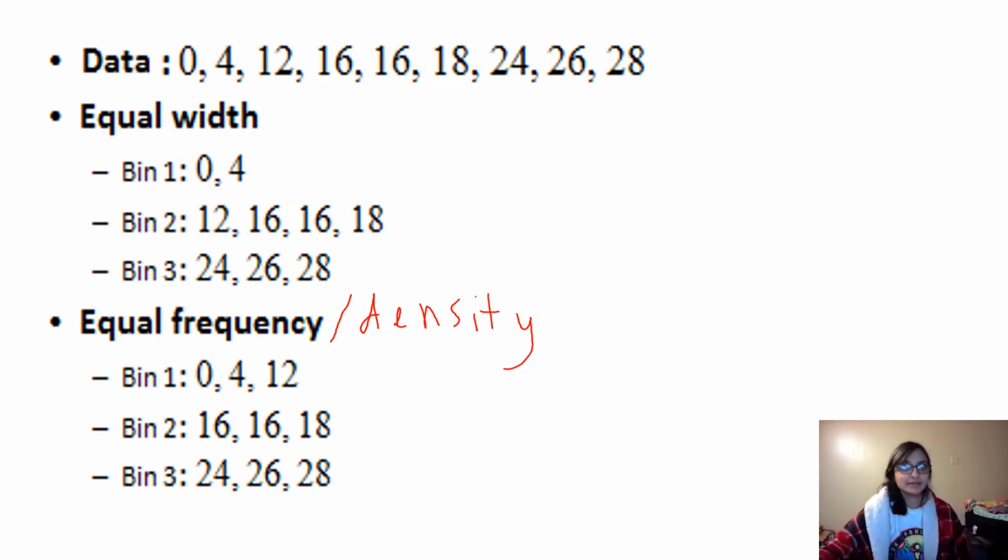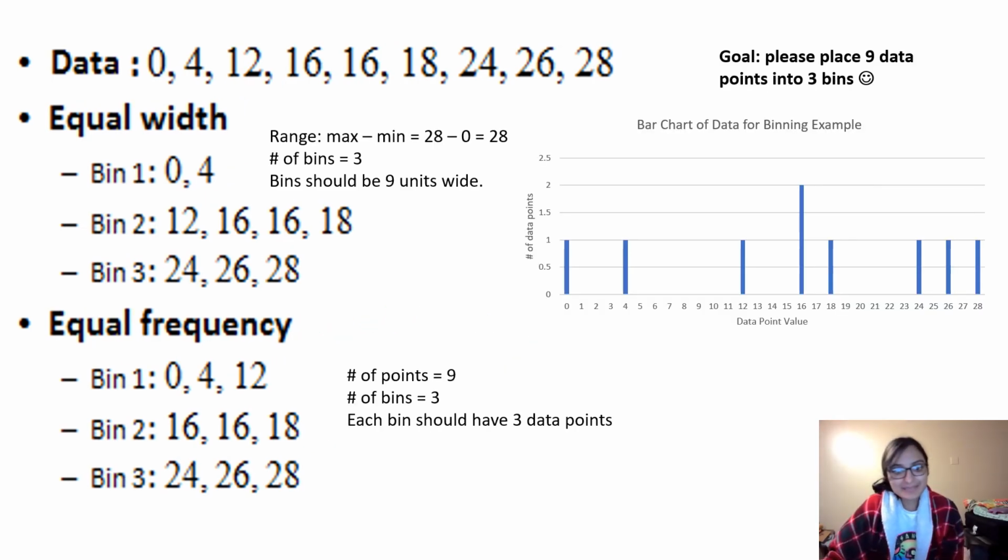and equal width binning. So basically, let's say that you have this data on values 0, 4, 12, 16, 16, 18, 24, 26, 28. You have all this data. You can put it on a number line as well. You can just plot this data. So basically what we can see here is we have these 9 data points, and our goal here is to place them in 3 bins. And I want to show you how each of these binning strategies works, and there are trade-offs for them, which you might have to consider.